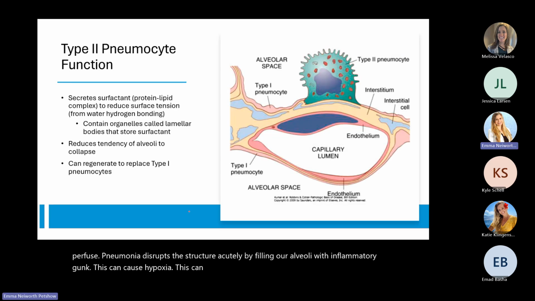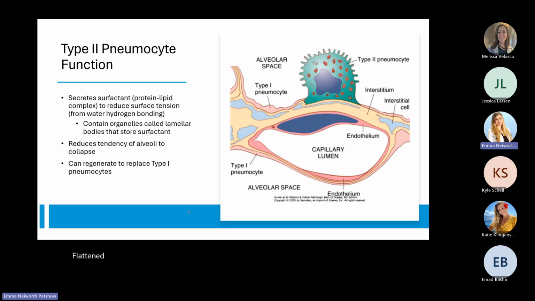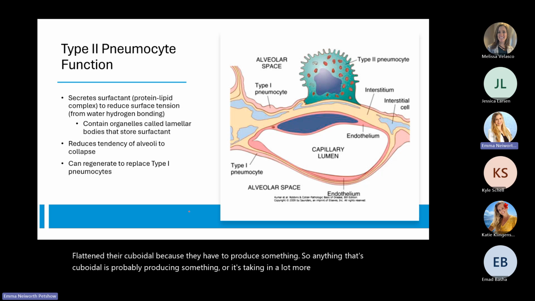Our type 2 pneumocytes are not flattened, they're cuboidal because they have to produce something. So anything that's cuboidal is probably producing something, or taking in a lot more of something, versus anything that's squamous and flat, which wants stuff to move through it, right?